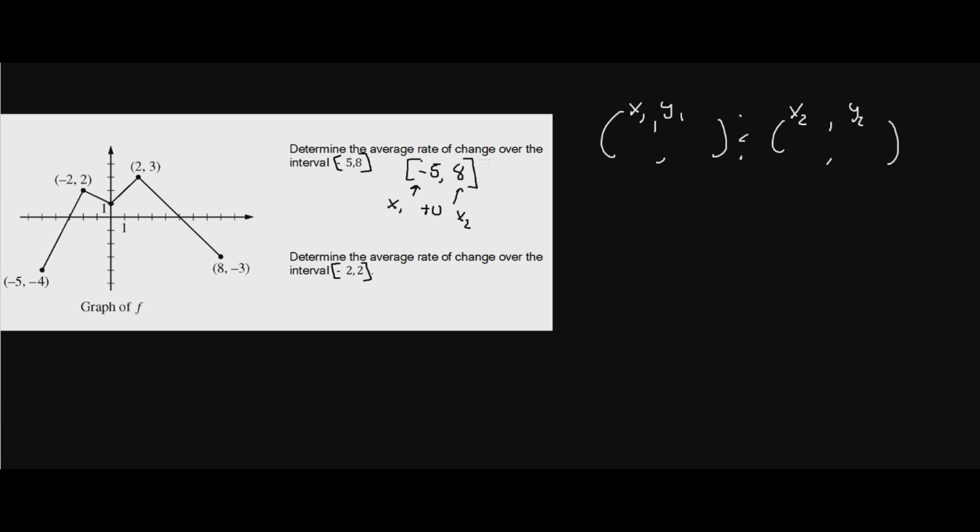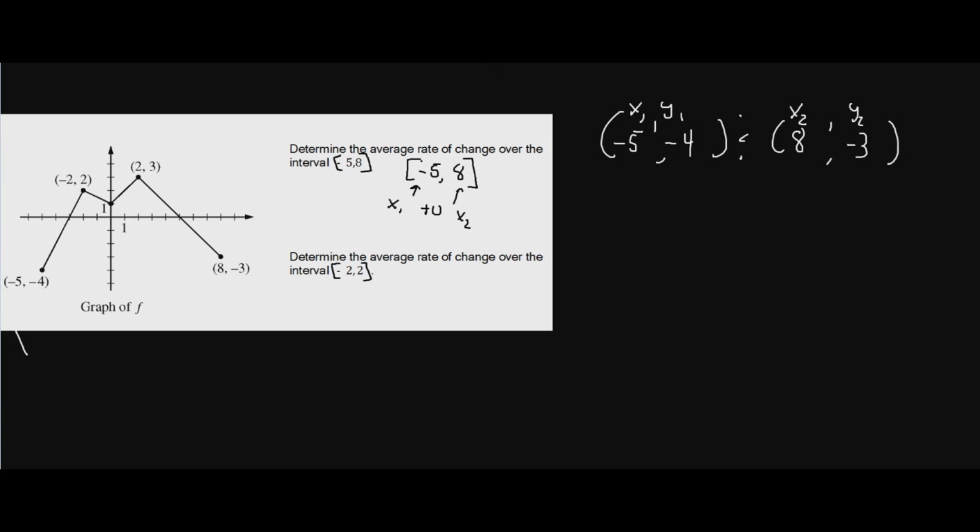This might seem weird. So whenever you see brackets, well, this is my x1. So let's go on this graph. When my x1 right over here is -5, well, my y value is -4, so -5, -4. And this is x2, so let's write over here 8, and let's go look on the graph. Well, when it's 8, my y value is -3. So let's go over here and write -3.